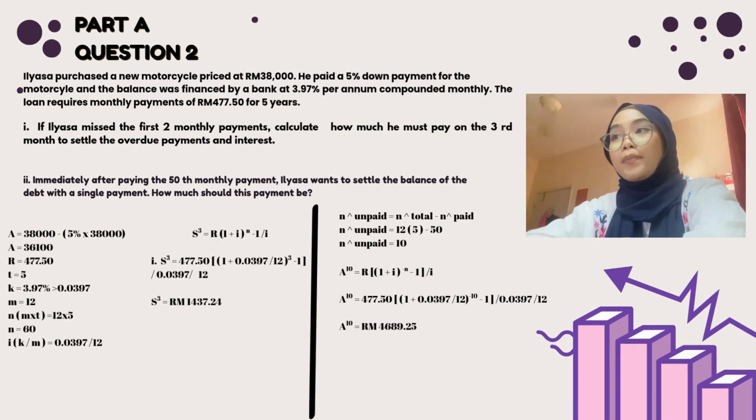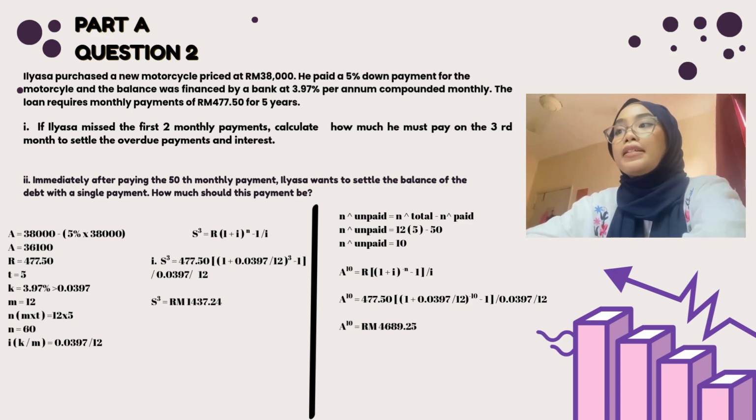Now, I will explain part B, question 2. Elisa purchased a new motorcycle priced at 38,000 ringgit. He paid a 5% down payment and the remaining balance was financed by a bank at 3.97% per annum, compounded monthly. The loan requires monthly payments of 477 ringgit and 50 cents for 5 years. This question has two parts. I will explain them one by one. So the first question is, if Elisa missed the first two monthly payments, how much must he pay on the third month to settle the overdue payments and the interest?